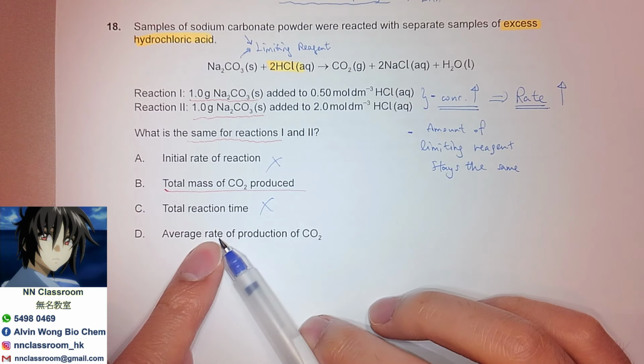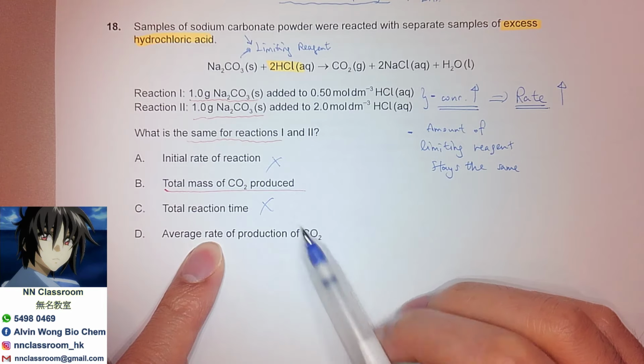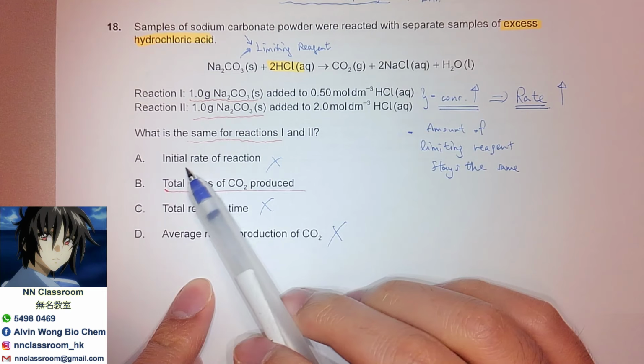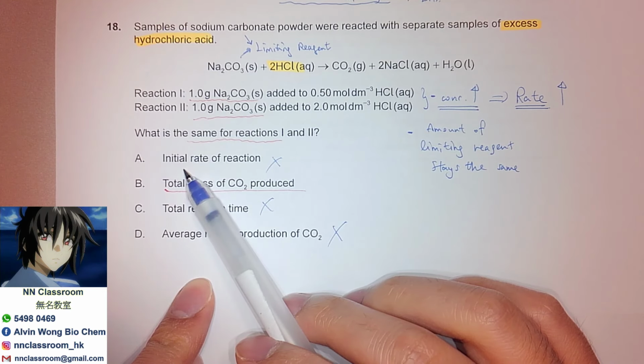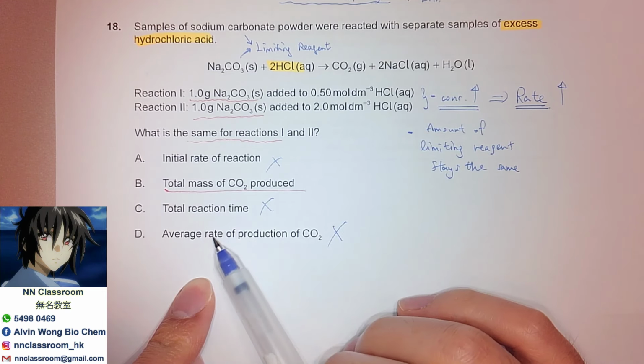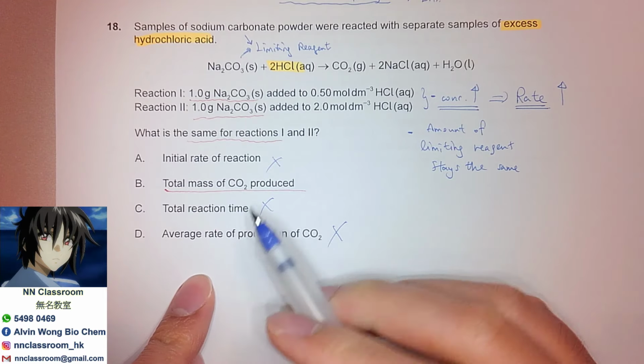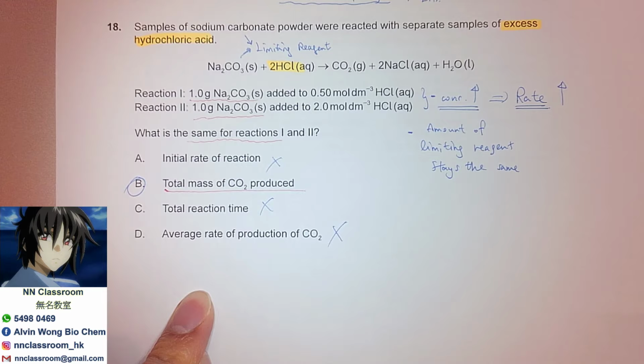And the rate of production of CO2, no matter initial or final, will still not be the same, because if you have a different initial rate, it is quite difficult for the overall average rate to be the same. So obviously the answer in this case is B.